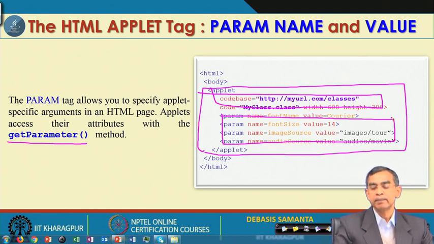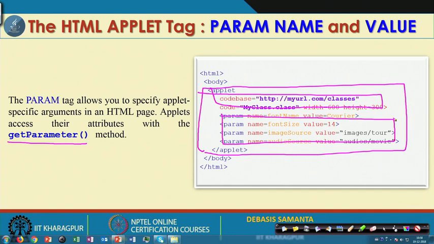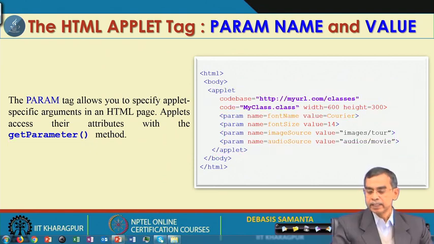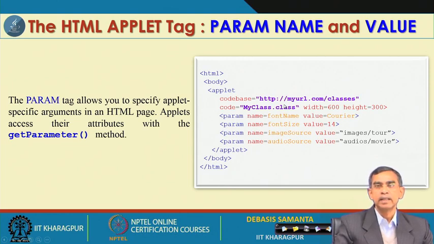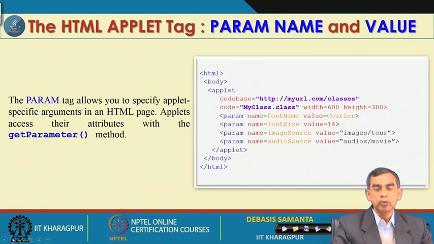So, if you change these values from your machine, this will display with the different value in your applets. Now, let us see one example to illustrate the use of this. Suppose this is the HTML page that you have defined, and my class dot class is our applet which wants to take input from this value. Then, how will the applet code look?